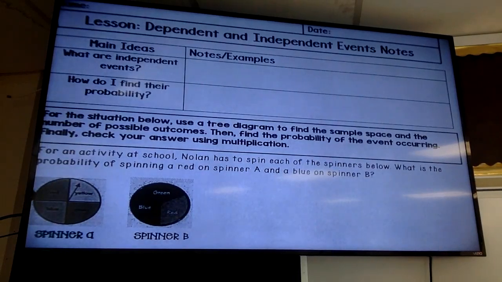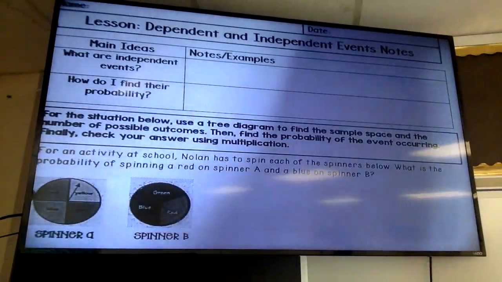Alright, guys, here's our final lesson for probability. It's on dependent and independent events. So, what are independent events?